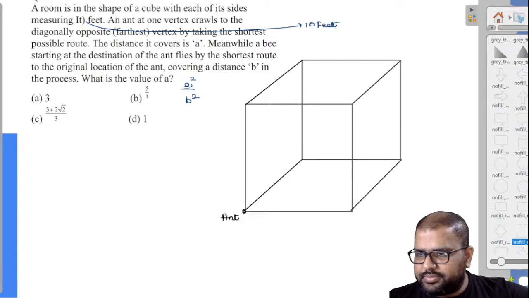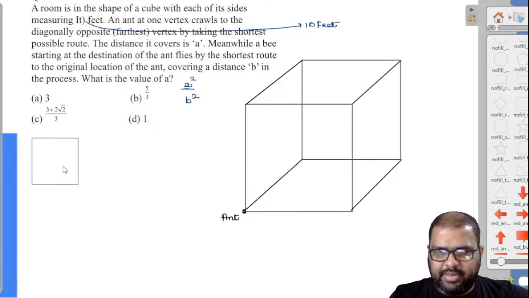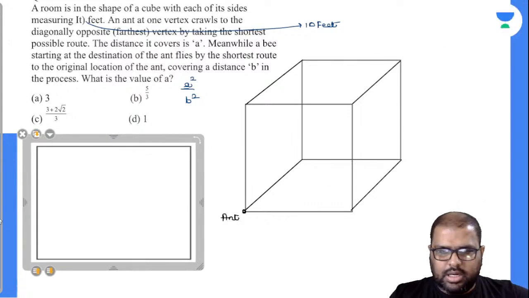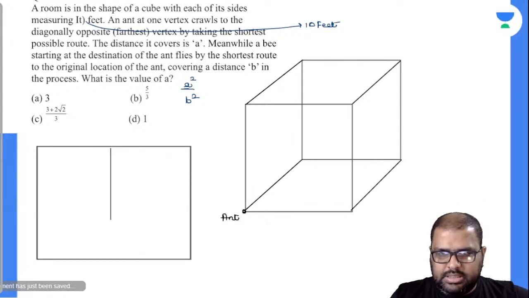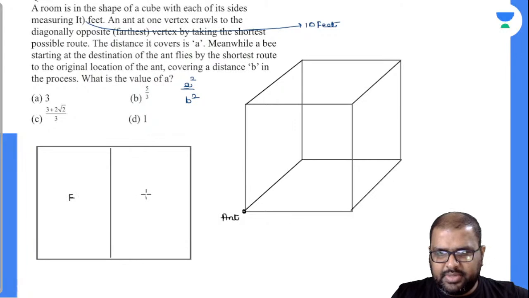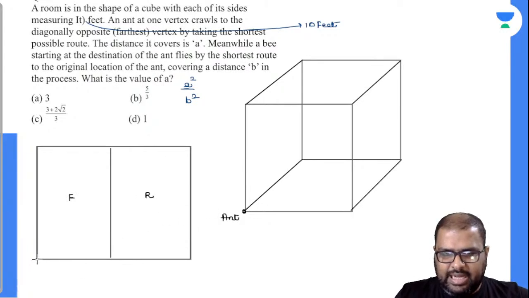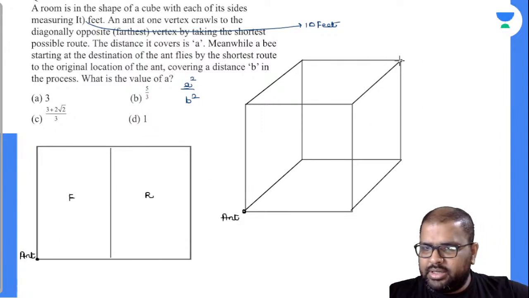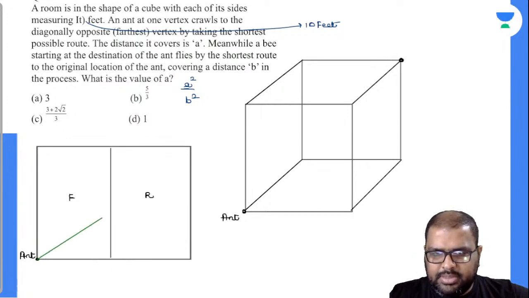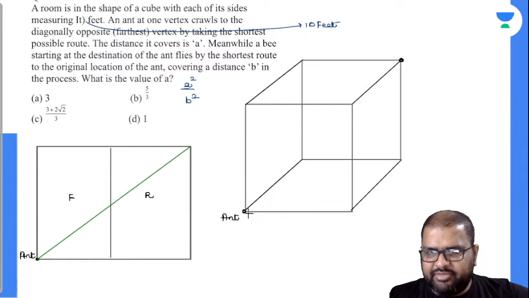You can observe this one. See, I'll flip it and I'll draw like this. Now see here, this is your front face and this is your right face. Flipped it now. On your front face, where is the ant? The ant is here. Now the ant has to crawl to the farthest point. This is the farthest point here. Now how can it crawl? It can crawl through the shortest path, meaning the hypotenuse way only. Exactly, if you draw the diagram on the cube, it will look like this. This will be the shortest path.